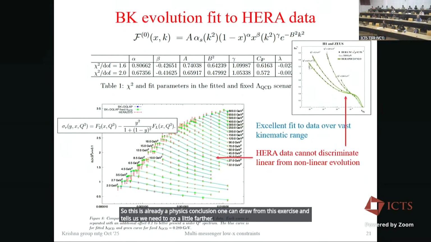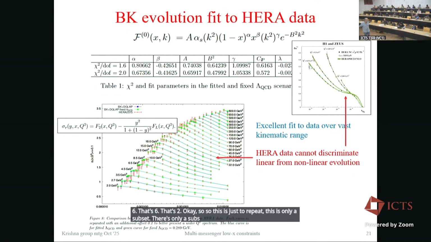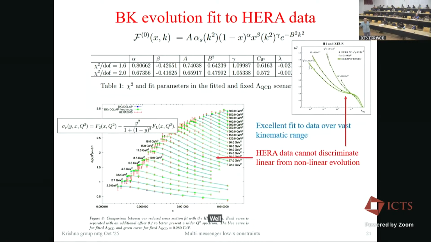Yes. Question. I can't read here. What is the lowest value of Q squared here? It's 2 GeV squared? Yeah, 2 GeV squared. And in the plot? And this goes up to, in the other plot, sorry? In the other plot, what is the... That's 6. That's 2. Okay, so to repeat, this is only a subset. Well, 6, yeah, okay, fine.